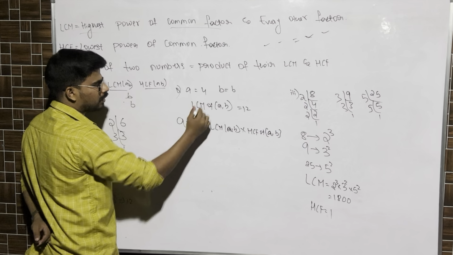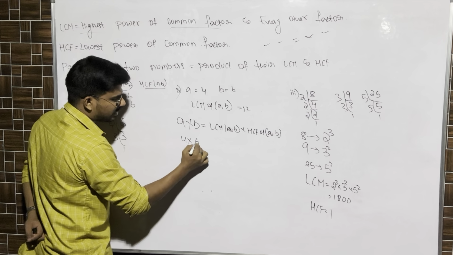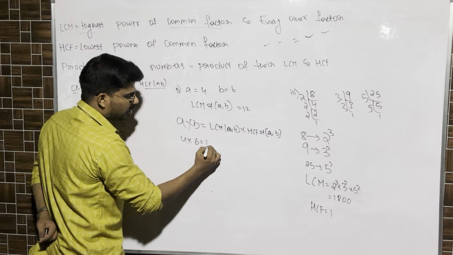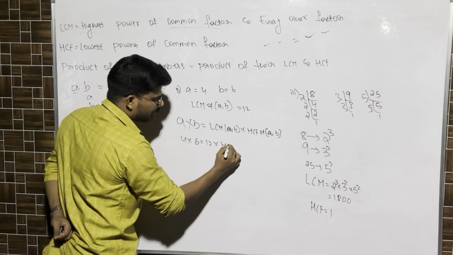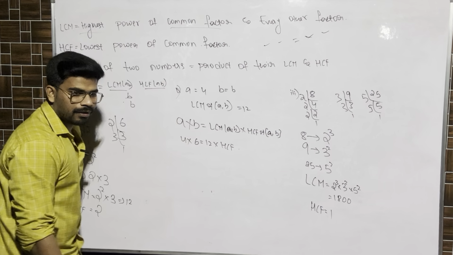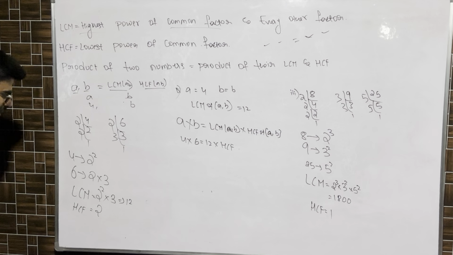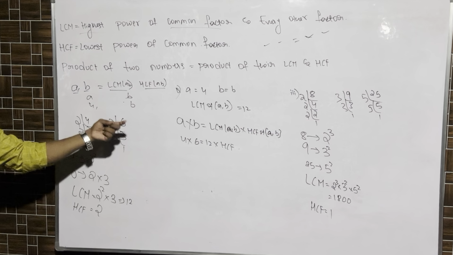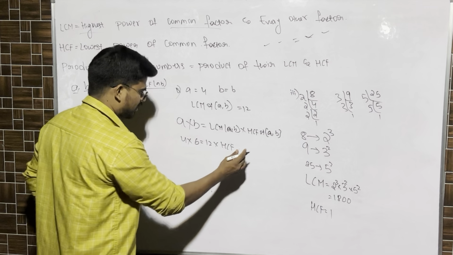What are the two numbers? 4 into 6 is equal to, what is the LCM given? 12 into HCF, which we have to find. HCF is what we are finding. This value we will get is 2. We will find 2. How?